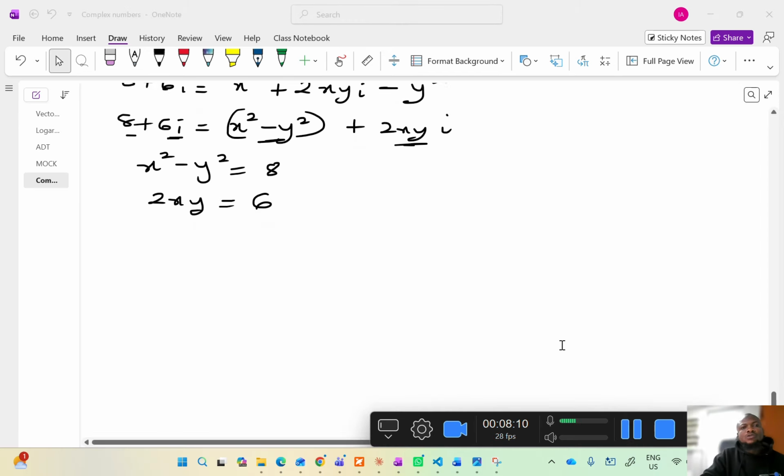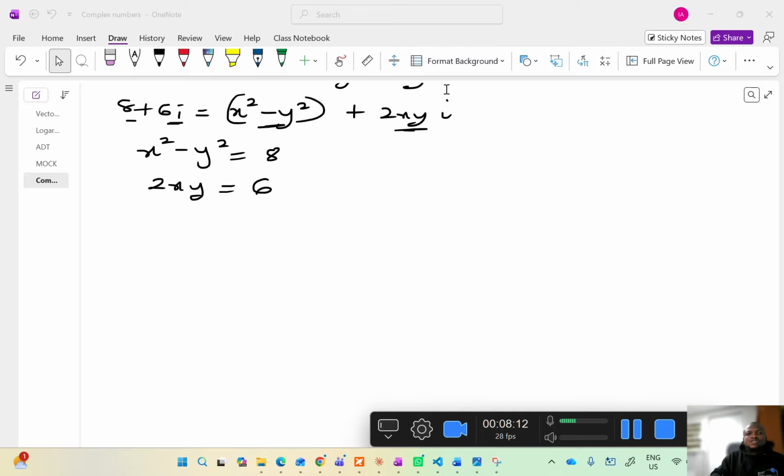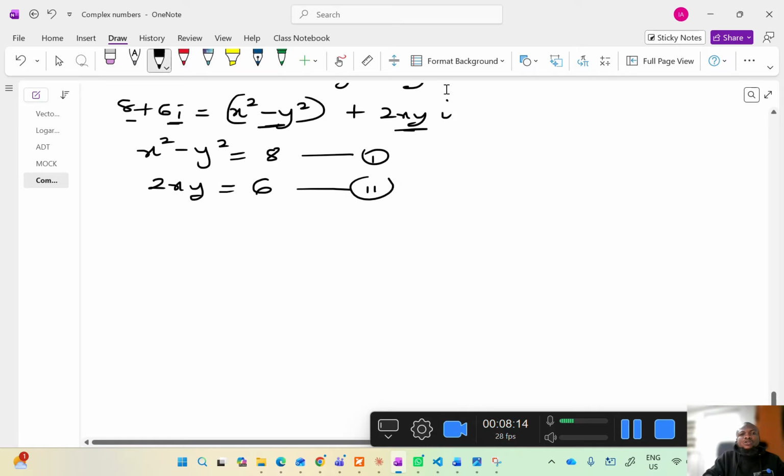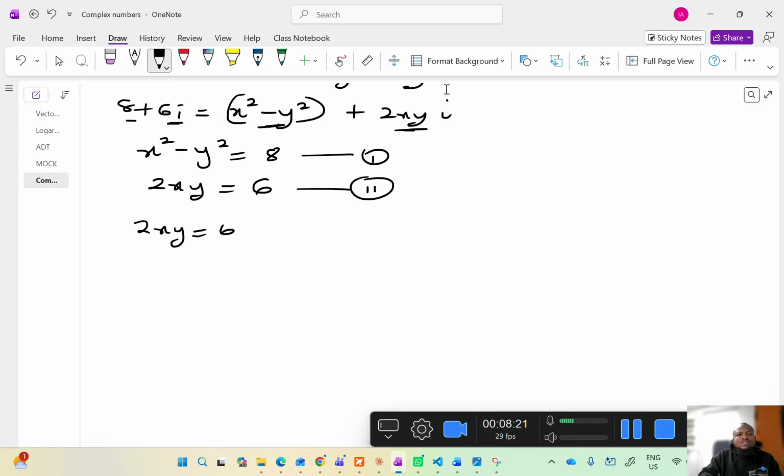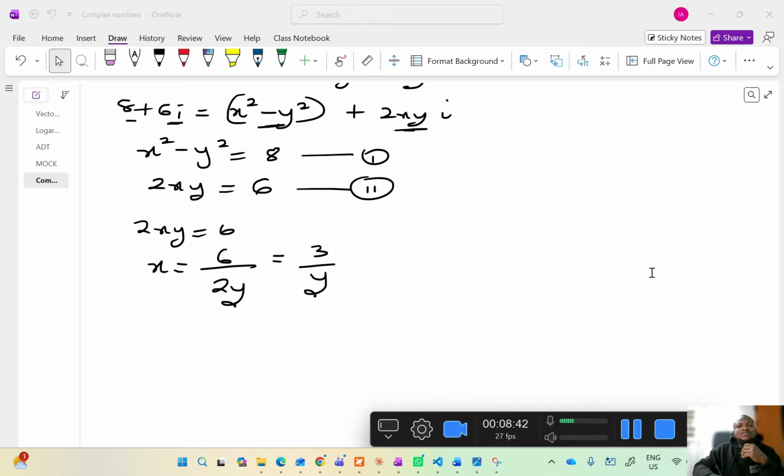So this leads to simultaneous equations. So this is equation 1, this is equation 2. So let me solve equation 2 first. It's kind of very easy. So 2xy is equal to 6. That implies that x is equal to 6 divided by 2y, isn't it? So that means x is equal to 3 divided by y. Since the value of x is 3 divided by y, then that is equation 3.